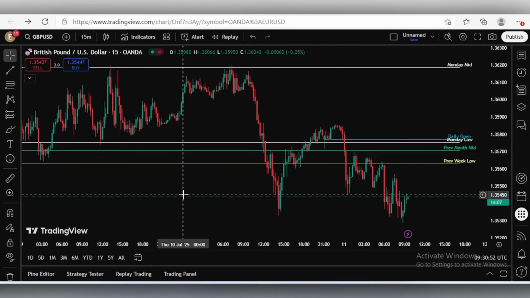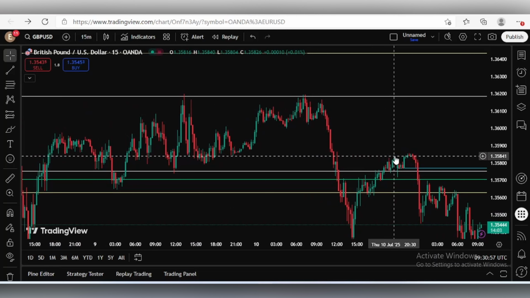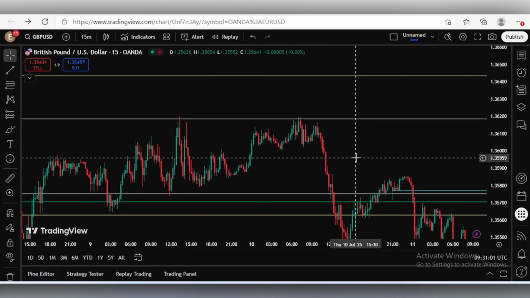This is an example of what's called key level trading. So basically, all you have to do is wait for the market to enter a particular key level, and then you take a position depending on the direction of the market at the time. Now, I have a simple strategy which I use to trade this.